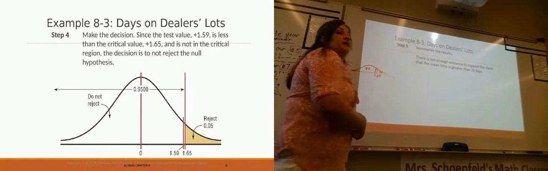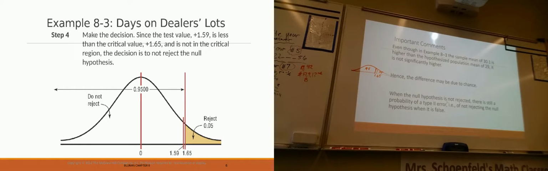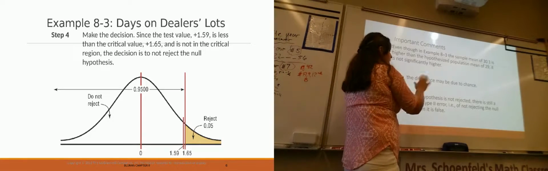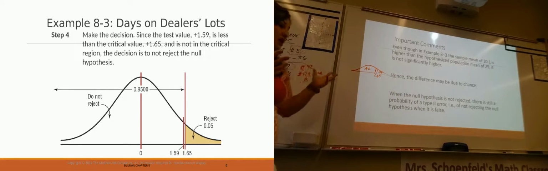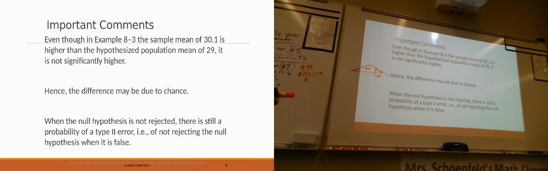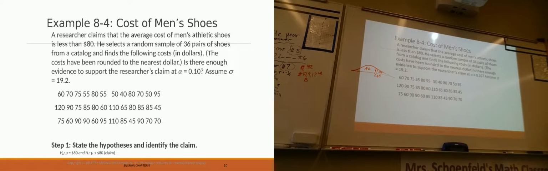Maybe if the sample mean had been really, really large, but 31 is still pretty close to, or 30.1, I don't even remember what it is. Basically what I just said, it's not significantly higher. The difference might be due to just random chance. Let me click through that so you can read that stuff too. I just put all those in words. Next example.